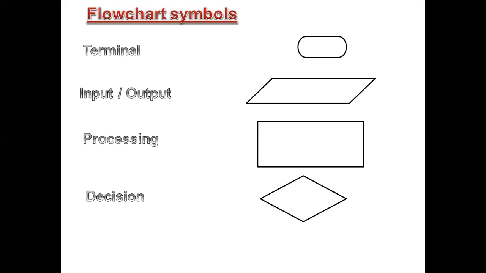Is written in the diamond shape. For example, when I ask a question, are you a student? The question has two possible answers, yes or no. Yes, I'm a student. No, I'm not a student. So this is called a decision, or a question that may have two possible answers. We write it inside the diamond.